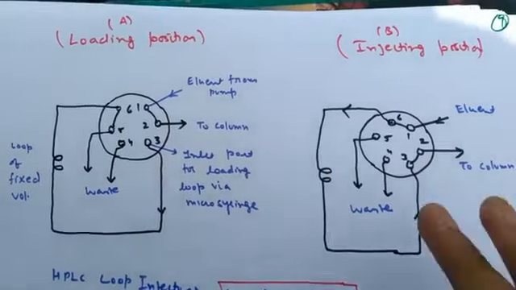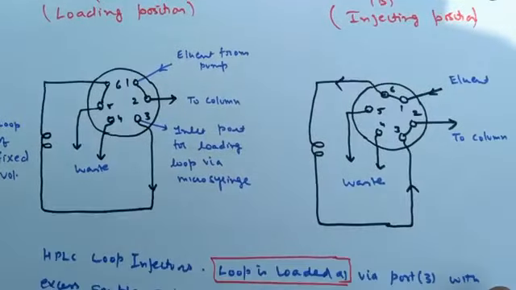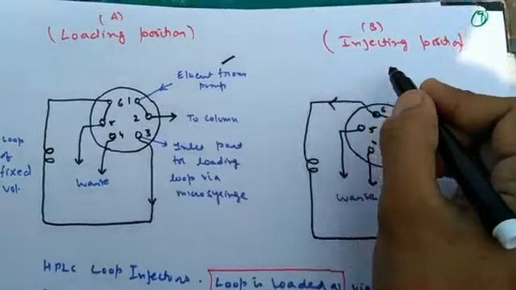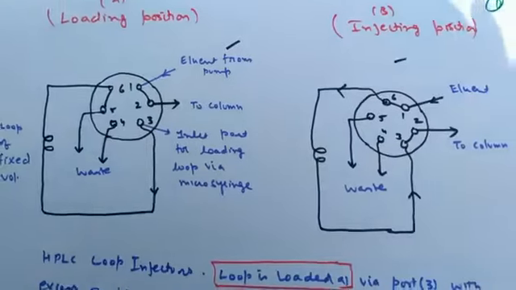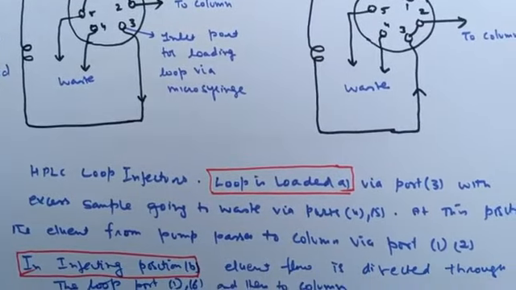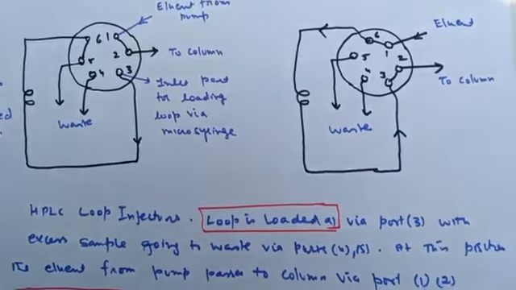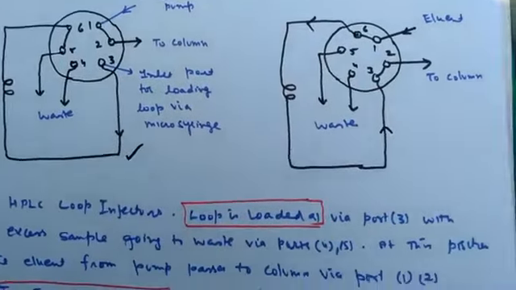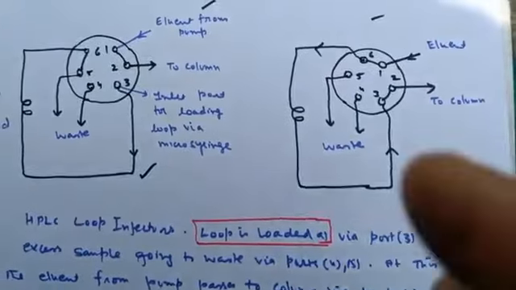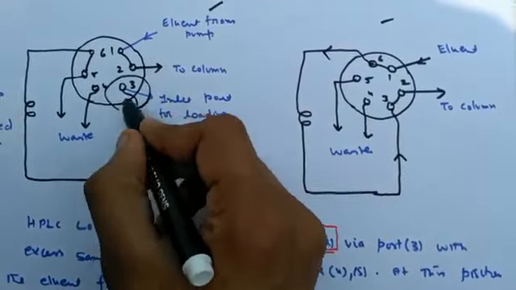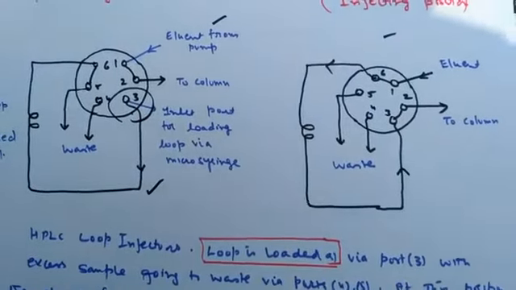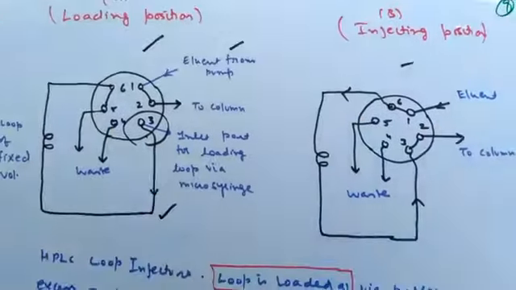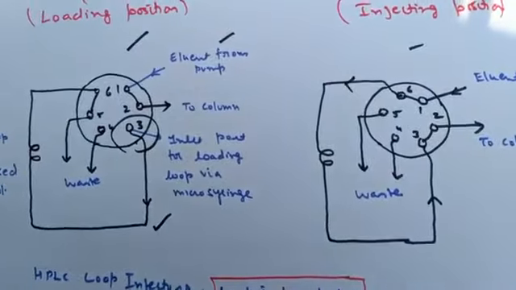Here is the piston position of the various types of ports made in the loading position and the injecting position. HPLC loop injectors, these are the injectors. First is the loading state. What occurs? At port number 3, we inject with the syringe. When we are injecting the sample, we have to set the valve on the loading position. This is the main point to be remembered.